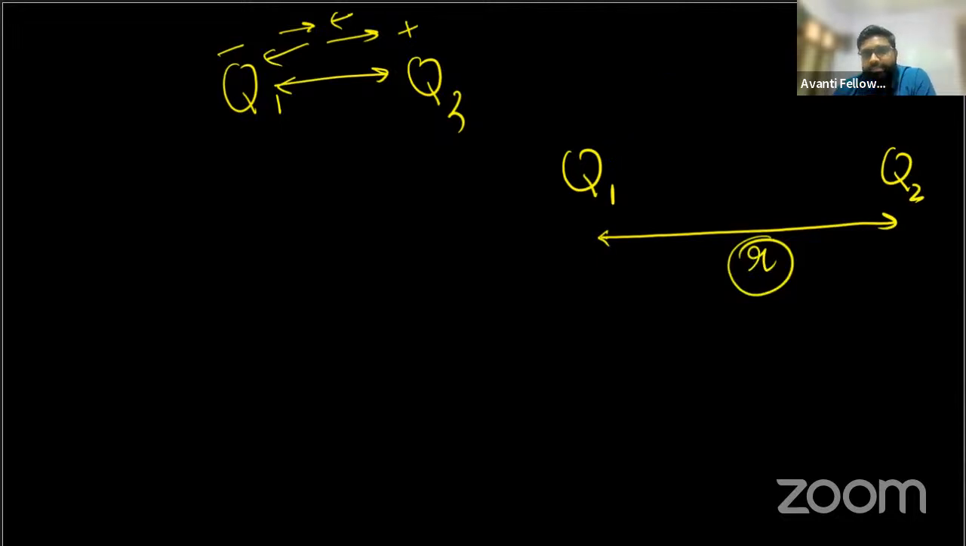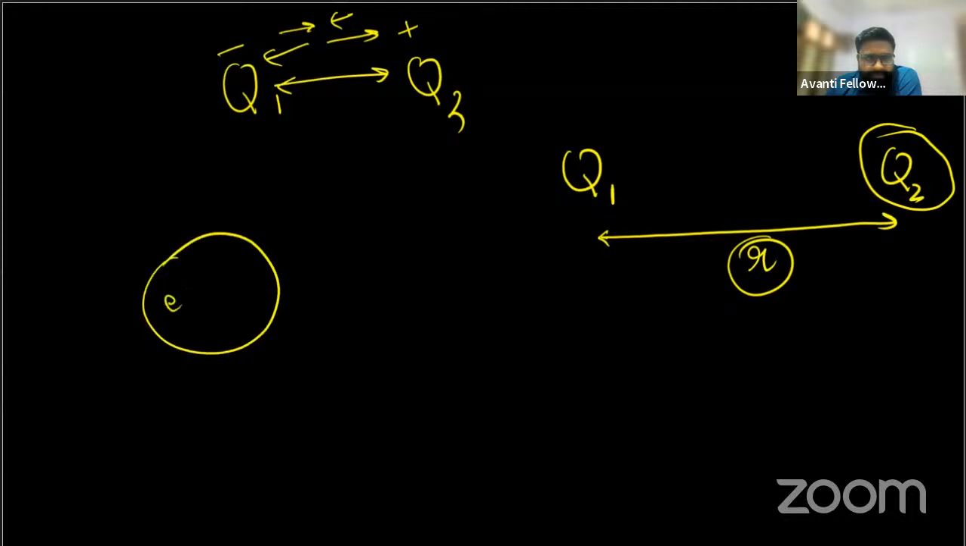Then what is the vector? Q1 is not even present at the place of Q2. Who is applying the force on Q2, and how is the force on Q2 applied by Q1? It is something to think about. It is the same as when we consider the earth. Suppose this is the earth, and an object is here at height h. The earth is applying a gravitational force on it, and what is that?